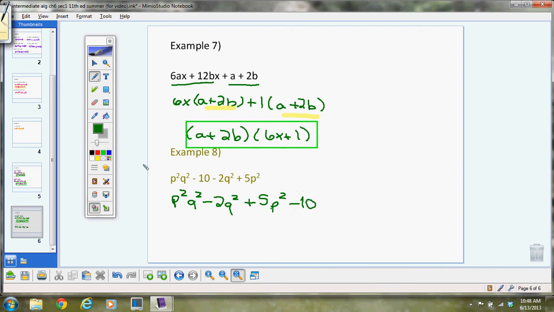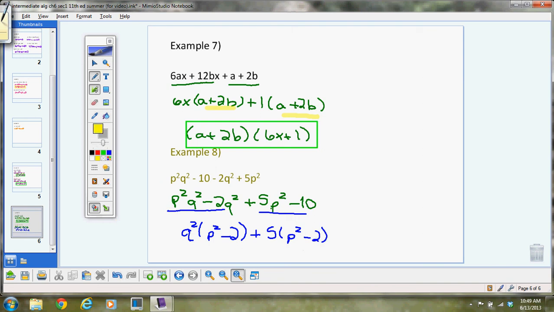Sometimes it works the first time you do it, sometimes it doesn't. So we're just going to try it and see. So if I group these two and those two, here I can take out a q squared. So I'm going to put it in the front. That is a q, not a 9. That leaves me with p squared and a minus 2. Here I can take out a 5. So if I take out a positive 5, that leaves me with a p squared and a minus 2, because negative 10 divided by 5 is negative 2.